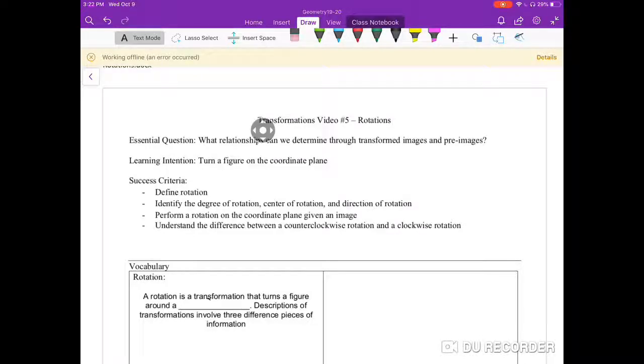The last transformation that we're going to deal with is going to be rotations. So it's kind of like when we're turning a figure around a specific point. So at the end, we should be able to define a rotation, identify the degrees, center, and direction, perform a rotation on the coordinate plane, and understand the difference between a counterclockwise rotation and a clockwise rotation. All right, this part is probably going to be the most confusing part, and I'm going to try to save that to the end and come back to it after I show you how to use all the formulas first.